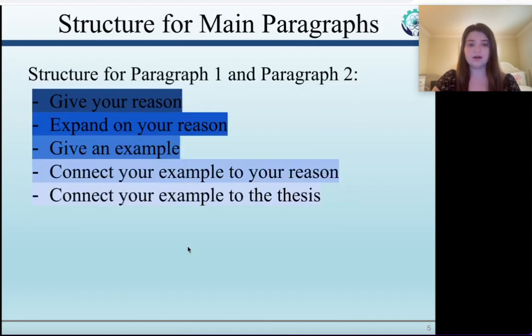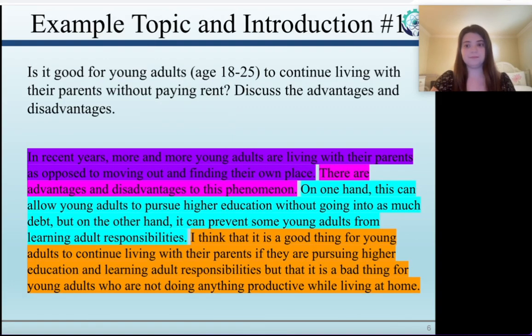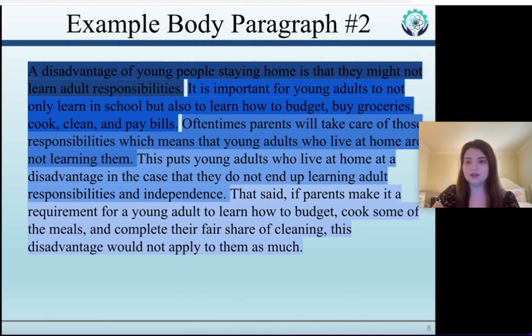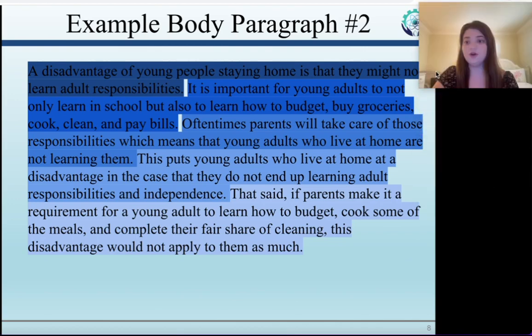So that's going to be our very first sentence: give our reason. It stops adults from learning adult responsibilities. So here we go. A disadvantage of young people staying at home is that they might not learn adult responsibilities. Well, I think my face is covering the not, but it does say not there and not no. So I just wanted to be clear there. But yeah, there we go. There it is.